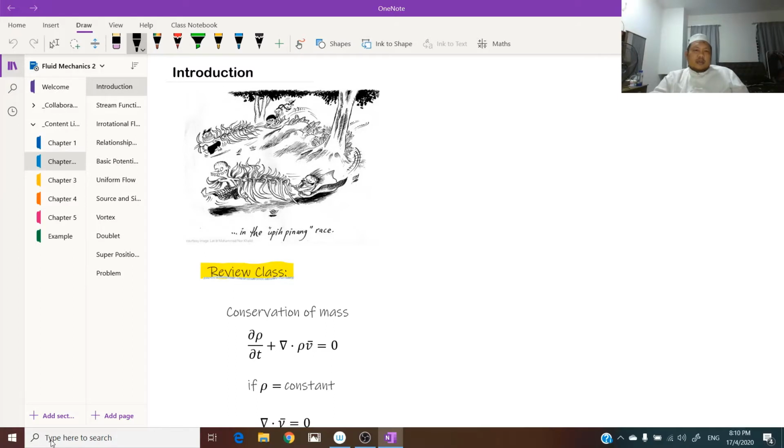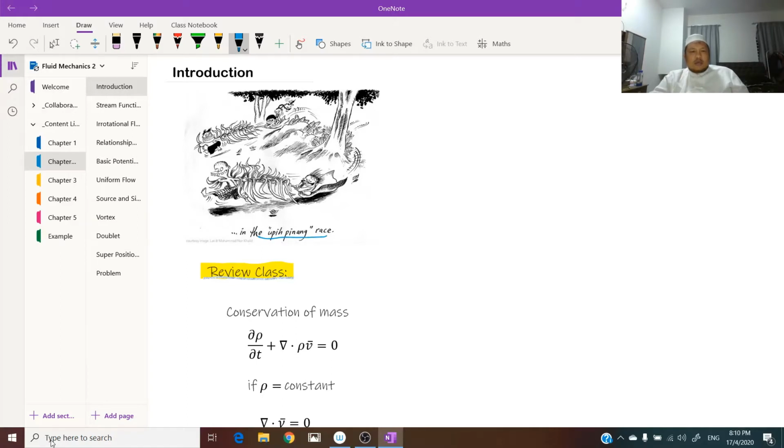Have you seen this picture before? I think this is the famous game during my kids' time, during my time as a kampung boy. So I played these games. We call it the Upeh Pinang race.